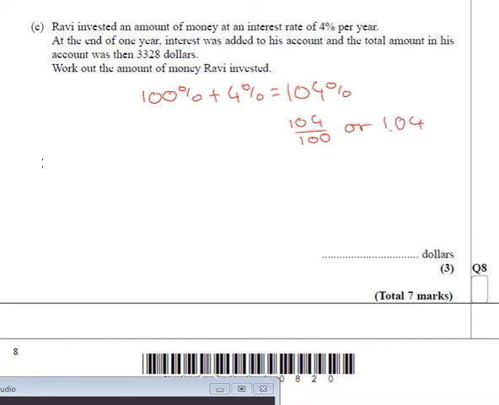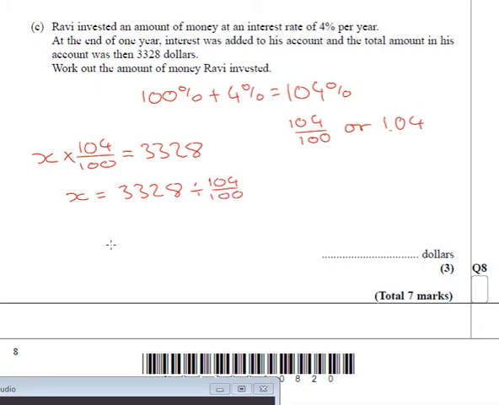So you'll find an X amount, since you don't know how much was invested to start with. 104% of that, so 104 over 100, and 104% of that is 3,328. Again, we're finding the original amount, so we're going backwards. This times moves over and becomes a divide. So to find X, we do 3,328 divided by 104 over 100, and you get your answer of $3,200.